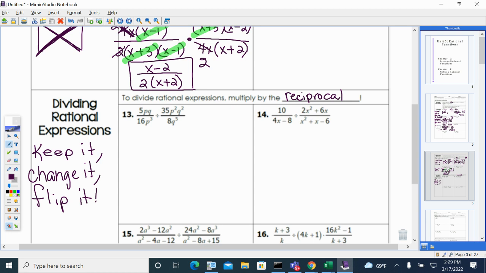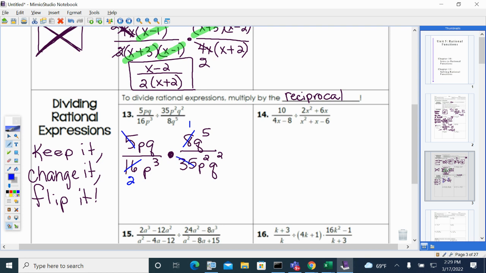So on number 13, we would keep the 5p cubed over 16p cubed. We're going to change divide to multiply, and we're going to flip that other fraction. And then we can use whatever method you want to. These are all monomials, so you can go ahead and multiply the tops, multiply the bottoms, and simplify, or you can reduce your fractions, which is what I'm going to do. 8 and 16 are going to reduce.